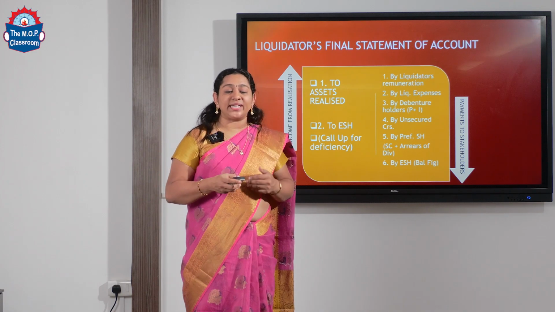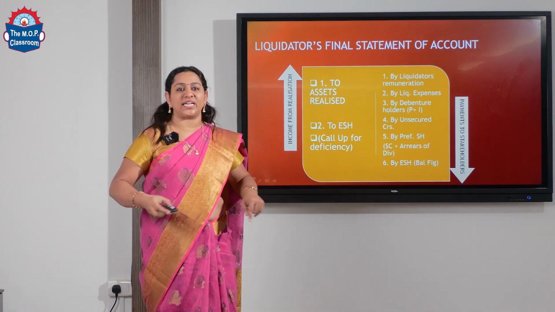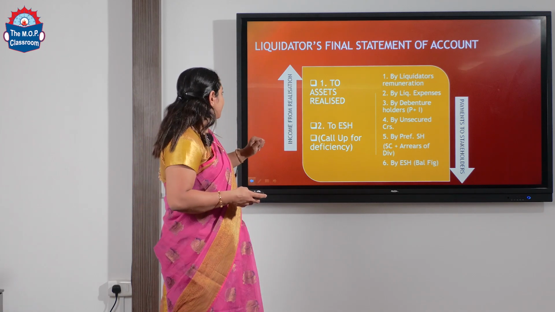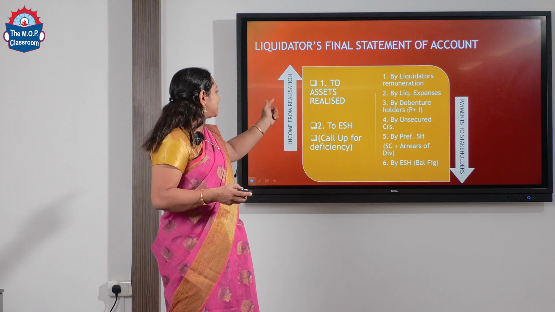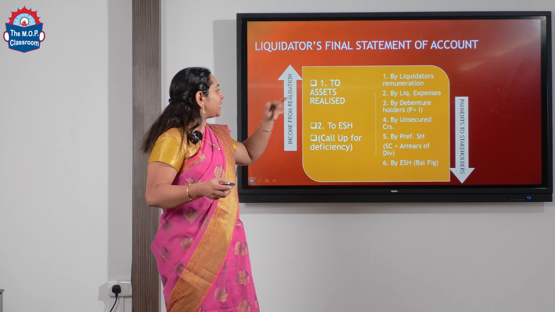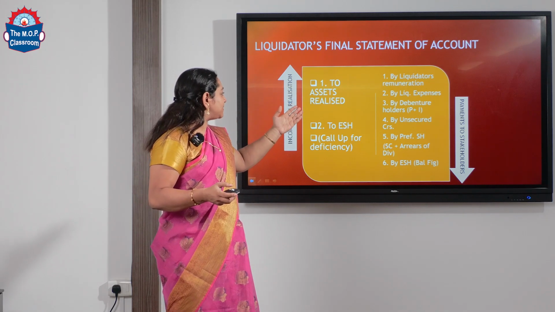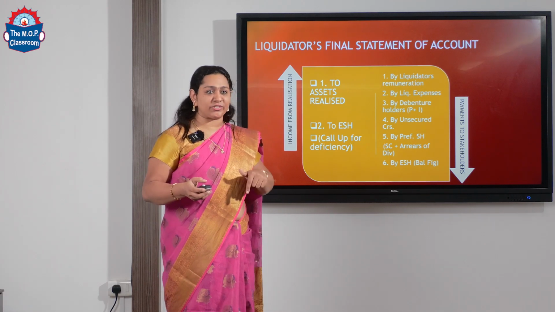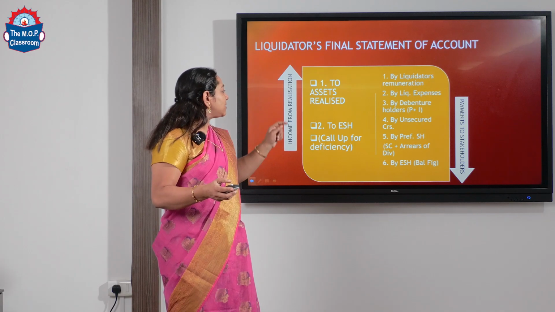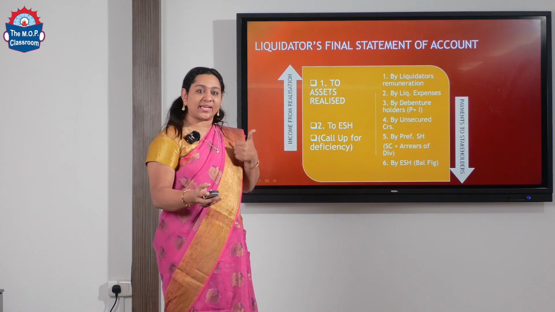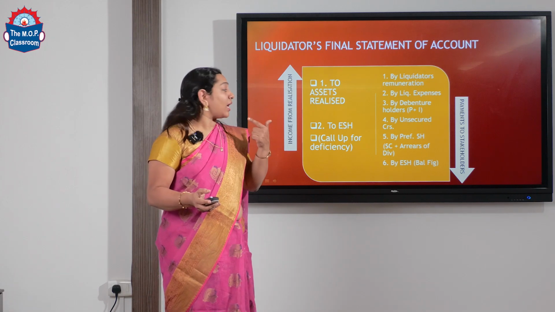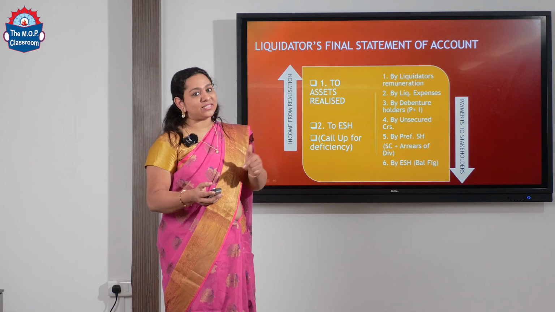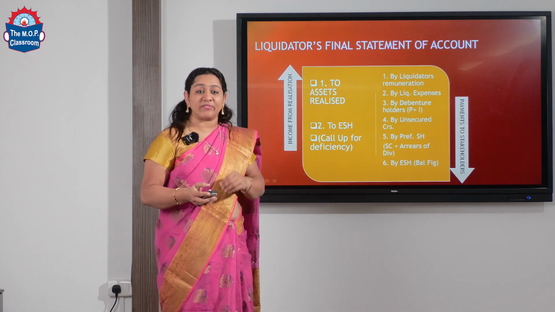Lastly, the liquidator is supposed to prepare his final statement of account. The pro forma entries in this account will look as follows. The first one being assets realized, followed by liquidator's remuneration, liquidation expenses, debenture holders who are entitled to principal and interest due, unsecured creditors, preference shareholders who are entitled to their capital, any premium and any arrears of dividend that are due to them, and lastly residual interest to equity shareholders if available.